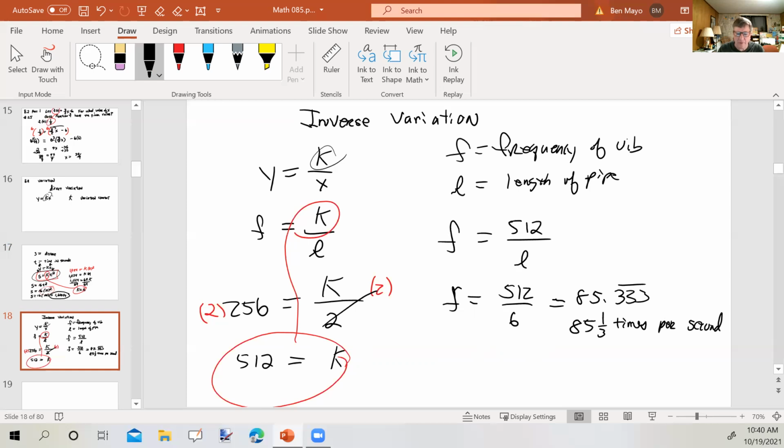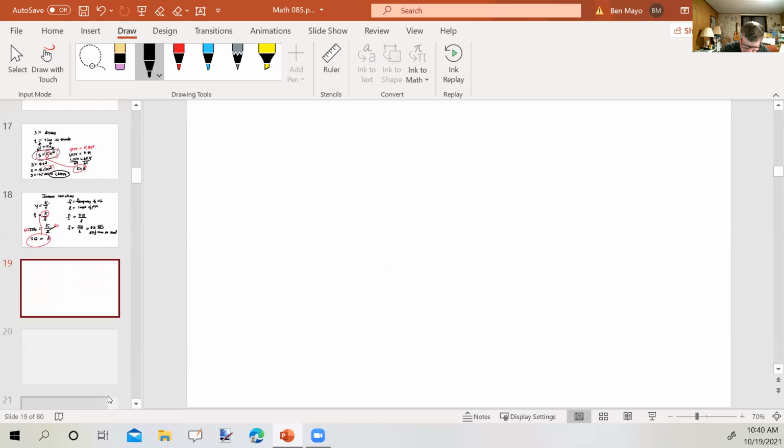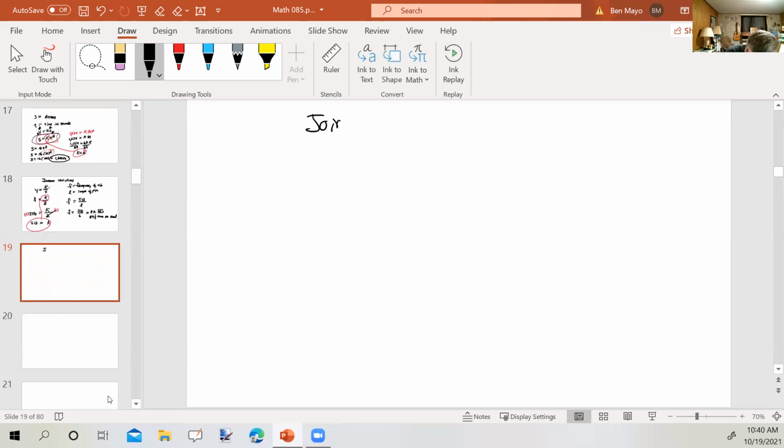So we've looked at direct variation, where as x goes up, y goes up, x goes down, y goes down, or whatever the variables are, they go up and down together. Inverse variation, when one increases, the other decreases, one decreases, the other increases. Finally, the last type of variation, joint variation. Joint variation in general looks like this: y equals kxz, and we'll use z because that's what the textbook uses.